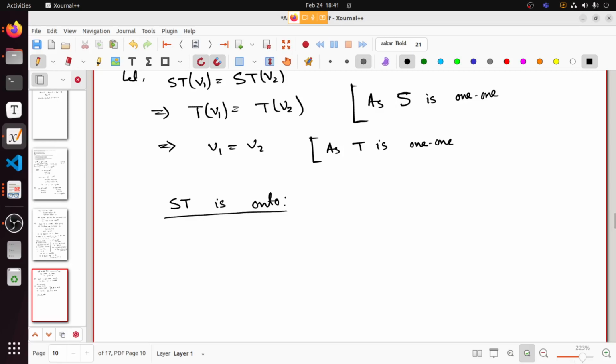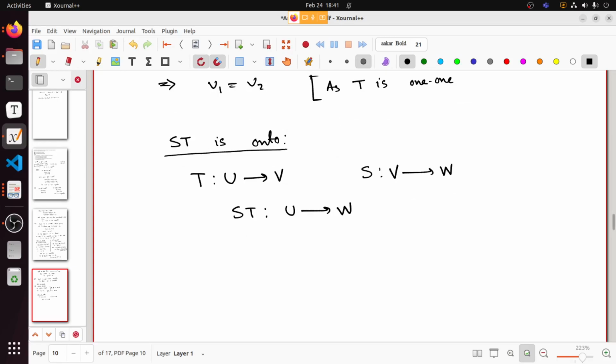So how to solve this? Let's first see where the map goes. Suppose T is a map from U to V, and suppose S is a map from V to W. Then ST will be a map from where to where? First U to V and then V to W, so U to W, right? This U to V is T and this V to W is S.